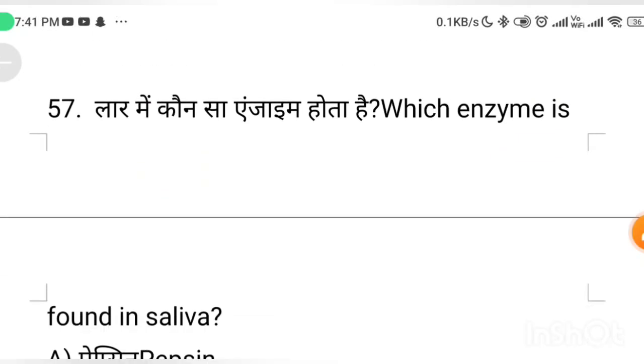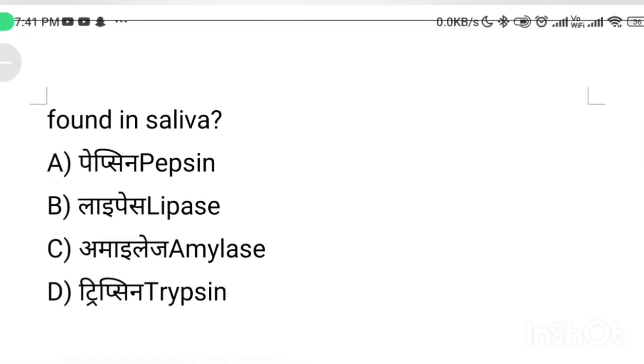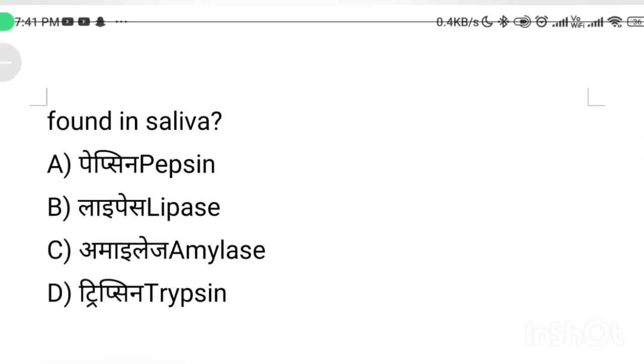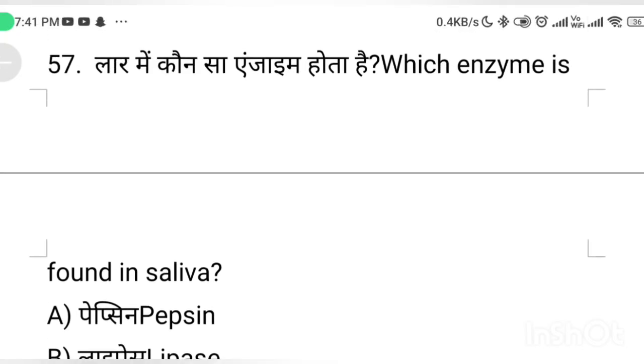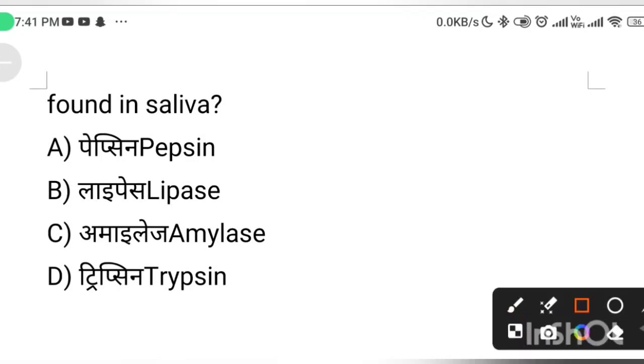Next question. Which enzyme is found in saliva? Option A, pepsin. Option B, lipase. Option C, amylase. Option D, trypsin. Correct answer is option C, amylase.